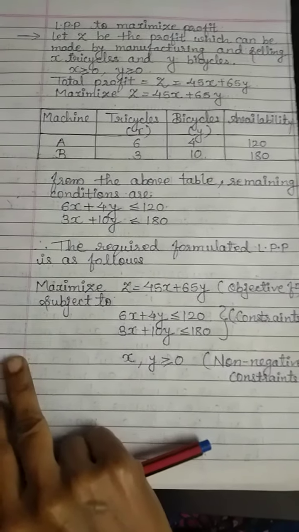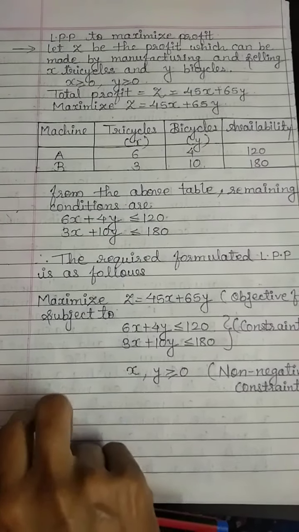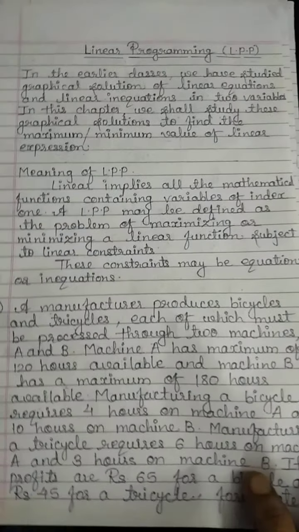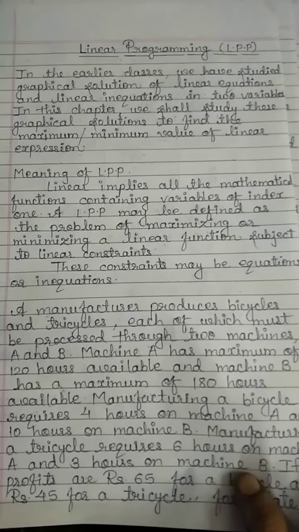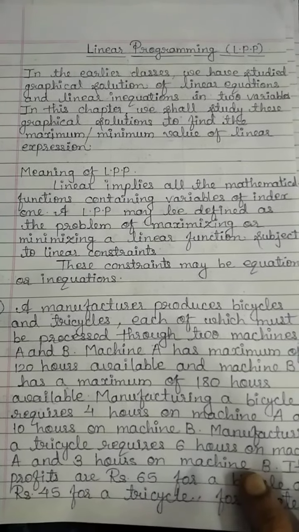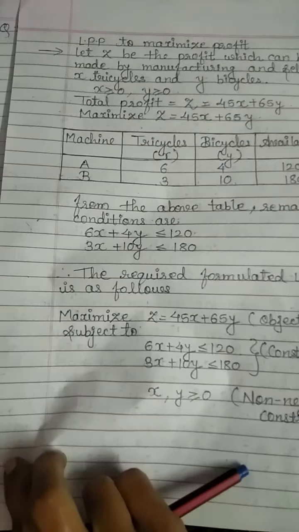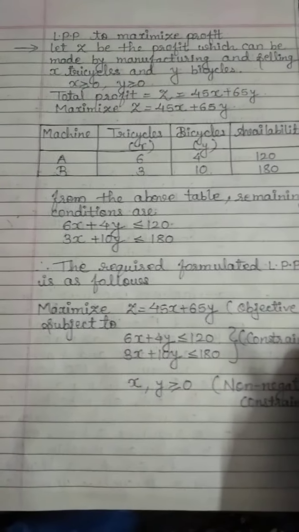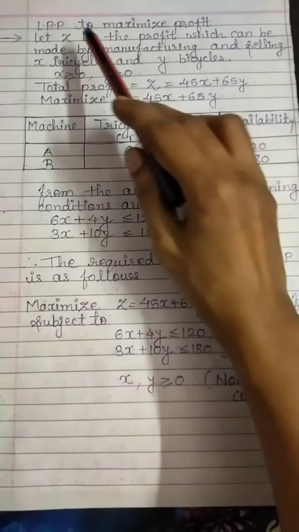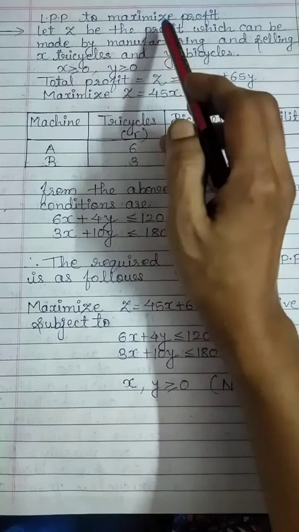the profit. Now here first we will read the given question carefully and find out about which product the information is given. So here it is very clear that the information about tricycles and bicycles is given. So we will consider one product as X and another product as variable Y. So here we have a solution. Let Z be the profit.